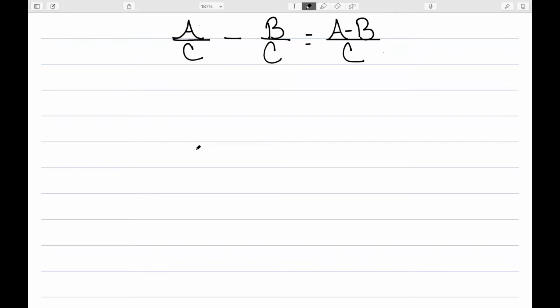Now that we know how to add rationals, we can talk about subtracting them. And this is going to be very, very similar to addition. Once we have our common denominator, we're just going to subtract the numerators rather than add them. So let's do examples of this.